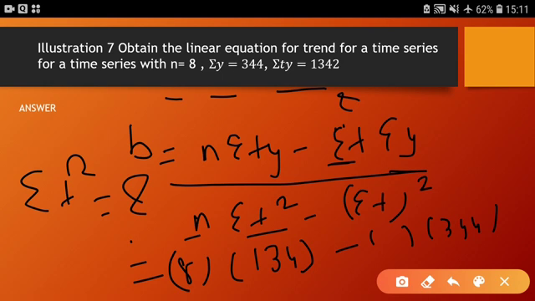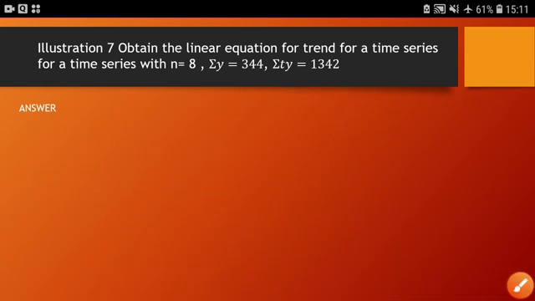Some student asked me in the exam. In the exam this was the sum, n is equal to 8, sigma y 344, and the student called me that sir, there is a mistake, sigma t and sigma t square is not given in the question. But let me tell you that there is not a mistake in the question. Then how can I find sigma t and sigma t square?